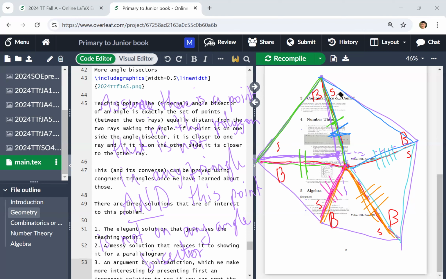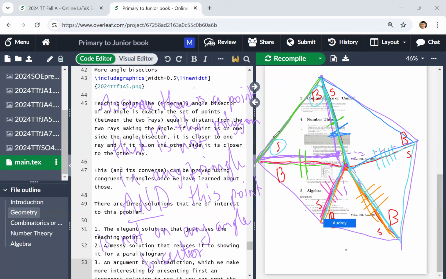Okay, so how can we fix this argument? So what do we do? The problem is we don't know this angle. We don't know this angle is actually bigger than this angle, right? You see what I'm saying? Yes.